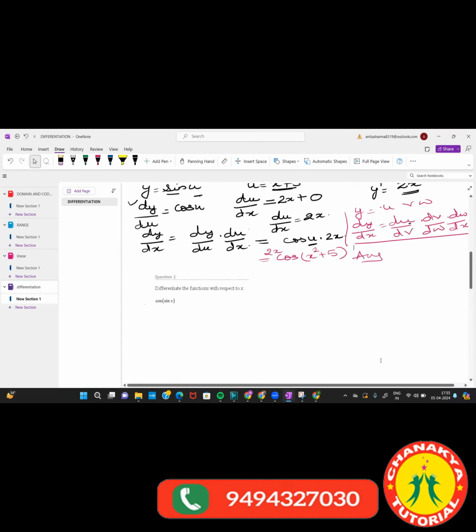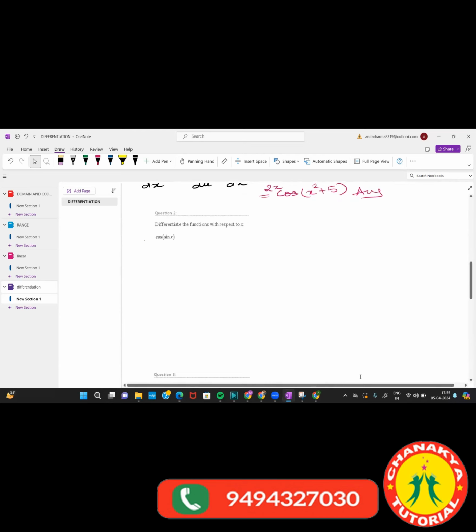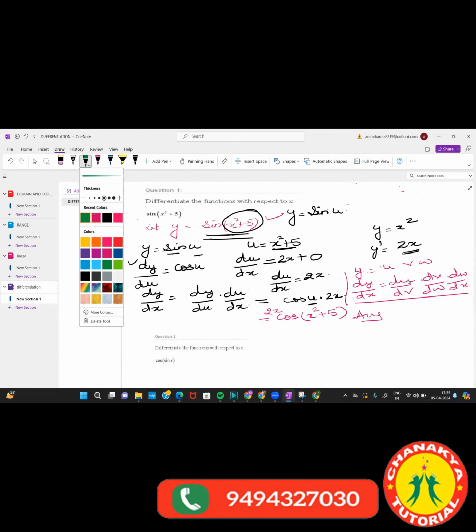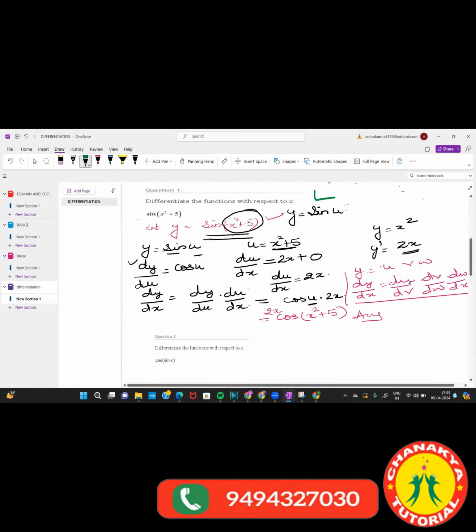Now see, beta, second question. In the second question also we will use the chain rule. In this first question also, you can do it directly. I am explaining question number 1. We are given the function y is equal to sine of x square plus 5. So you can find the differentiation. Differentiation of sine will be cos.